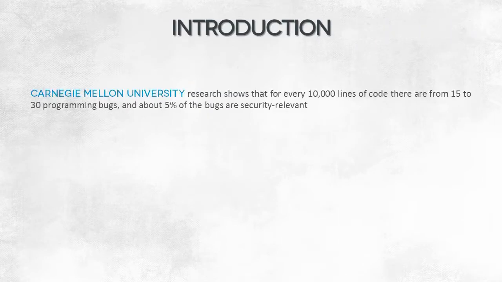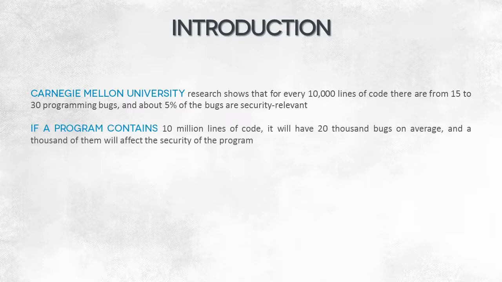Carnegie Mellon research shows that for every 10,000 lines of code, there are from 15 to 30 programming bugs. About 5% of the bugs are security critical, affecting the security of the application or indirectly the security of the system and users. This means that if a program contains 10 million lines of code, it will have 20,000 bugs on average. 1,000 of them may have a bearing on the application's security. That's quite a large number.